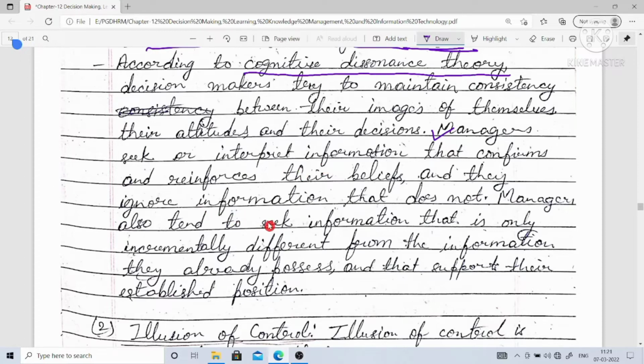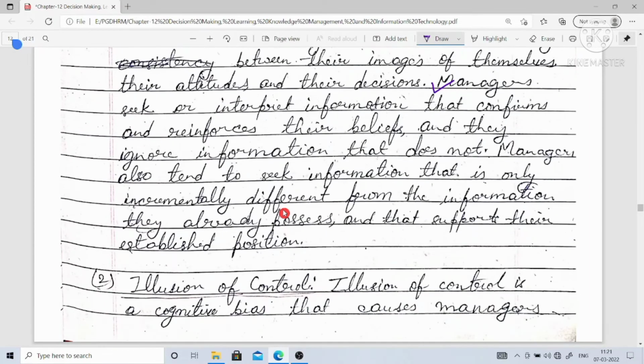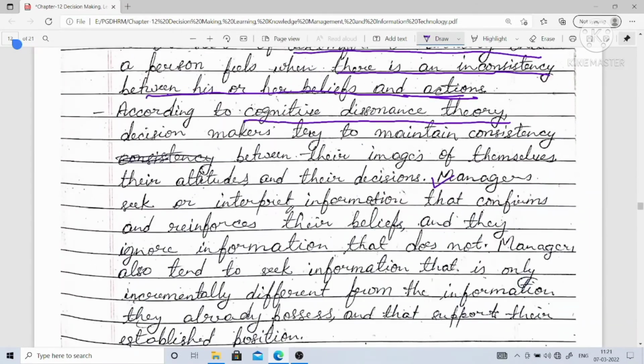Managers also tend to seek information that is only incrementally different from the information they already possess, and that supports their established position. Means whatever information managers already have right now, they try to get information that is slightly different from the present information. So that was all about cognitive dissonance.